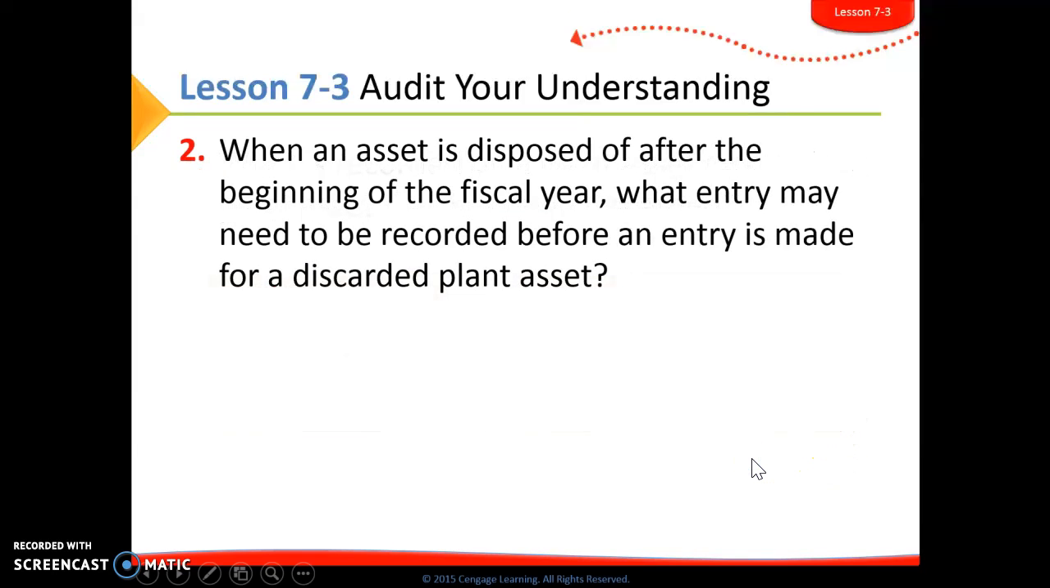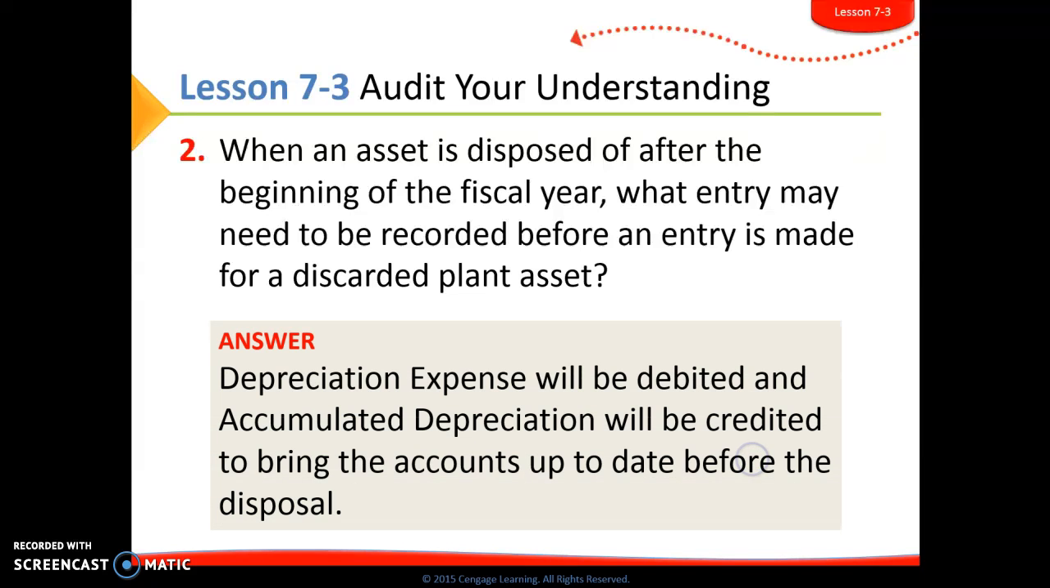Number 2, when an asset is disposed of after the beginning of the fiscal year, what entry may need to be recorded before an entry is made for a discarded plant asset? We may need to record depreciation for that partial year. So depreciation expense would be debited and accumulated depreciation would be credited to bring the accounts up to date before we actually dispose of that plant asset.